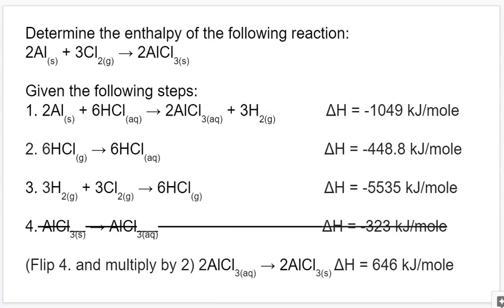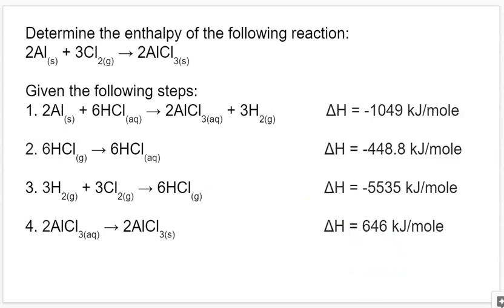And then lastly, I have AlCl3 aqueous in this first step, but I want AlCl3 solid. And in this last one, the AlCl3 solid is on the reactant side, and the AlCl3 aqueous is on the product side. So I'm going to want to flip this whole thing in order to cancel out the AlCl3, and then also get the AlCl3 solid on the product side. And then while I'm at it, I'm just doing multiple manipulations at once. This one also needs to be multiplied by 2 to get the 2 in front of the AlCl3 solid. So I flip it and multiply it by 2. So I change the sign and I multiply the value by 2.